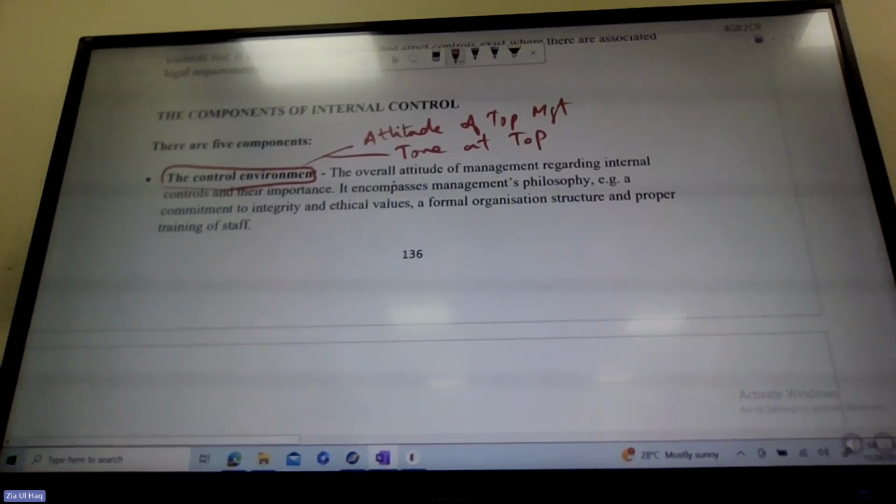So the overall attitude of management regarding internal controls and their importance. It encompasses management philosophy, for example, a commitment to integrity, ethical values, a formal organization structure, and proper training of staff, because they influence others. The employees working under them follow them.